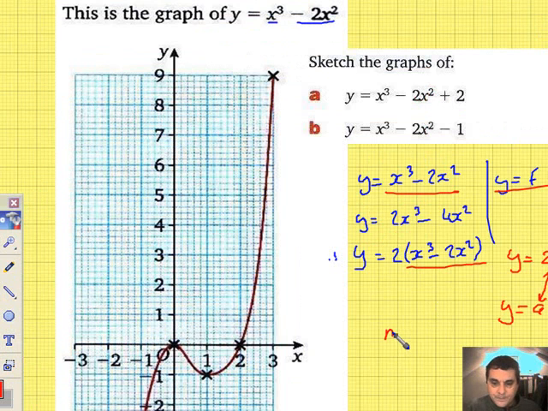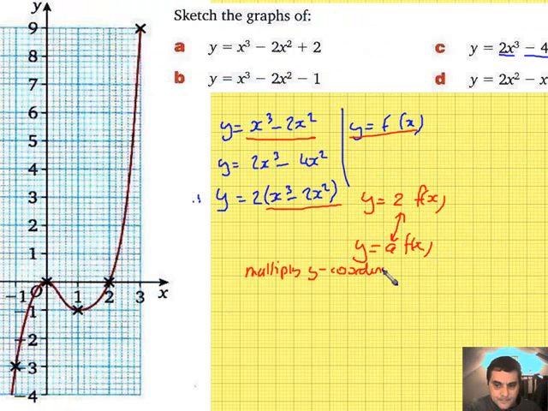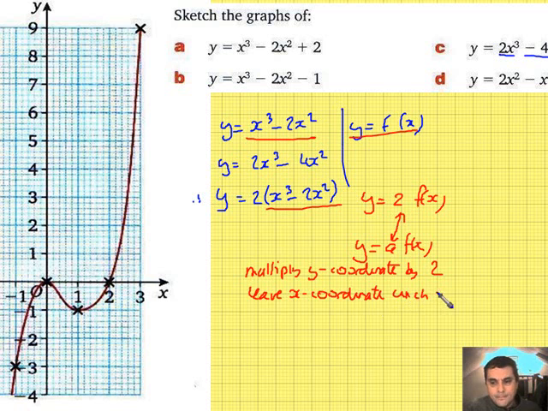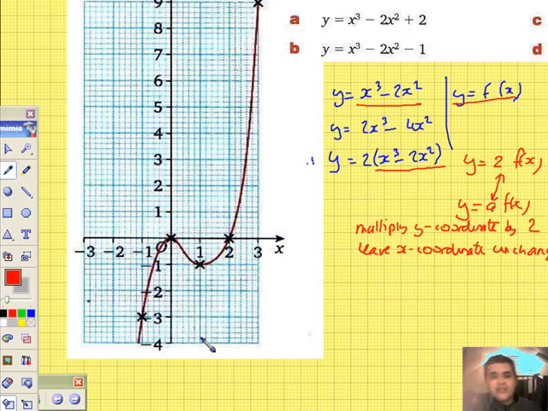Okay, so here we go. Multiply the y coordinate by 2, because that's the a value, and you leave the x coordinate unchanged. So let's try and do that. What's the net effect of that? The net effect is that you get the graph and you stretch it in the y direction by scale factor 2. So I think I'll write it down.